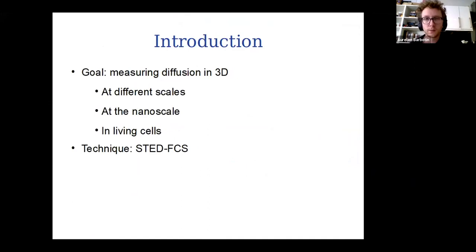As a very brief introduction, the goal of what we are doing is to measure diffusion in 3D with specific characteristics. We want to measure this diffusion at different scales to be able to differentiate between diffusion modes. We want to measure it at the nanoscale, which is a scale relevant to the biological measurements we want to do. And we want to be able to do that in living cells. To do this, we use a technique called STED-FCS, which I'm going to introduce right now.